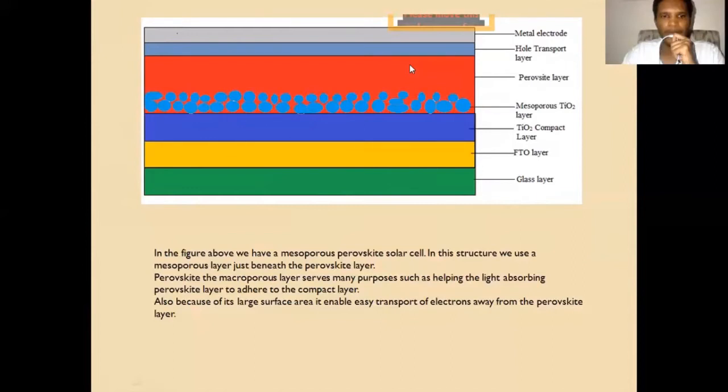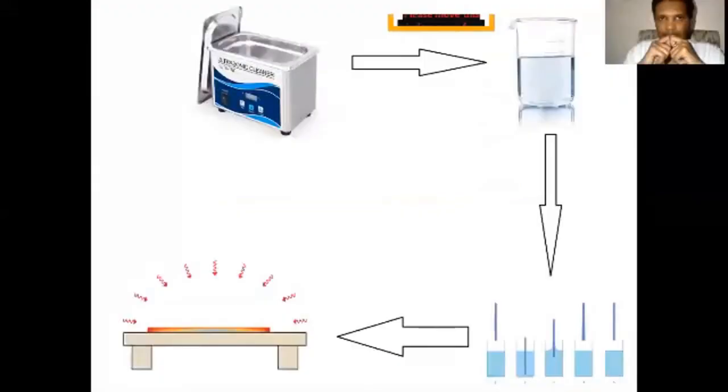So, our materials and methods. In the first step, we shall clean our substrate with ultrasonic cleaning. We shall use ethanol, then acetone, then deionized water. Next step, we shall create our precursor solution. Our precursor solution will come in 5 different formats.